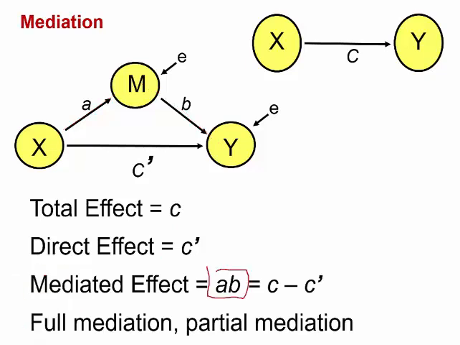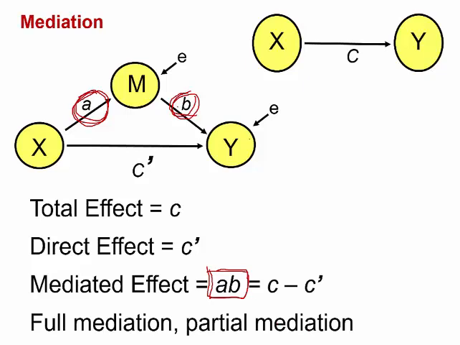A times B. If we run a regression equation and use X to predict M, and we run another regression equation where we use M and X to predict Y, and we get the beta weight for M predicting Y after controlling for X, we have these two coefficients. We have the beta weight A and beta weight B, and I simply multiply those two together. A times B, the product of those two beta weights, will give me the mediated effect.